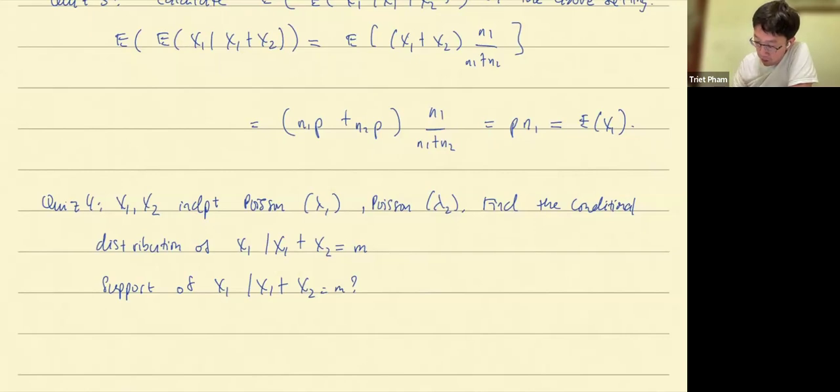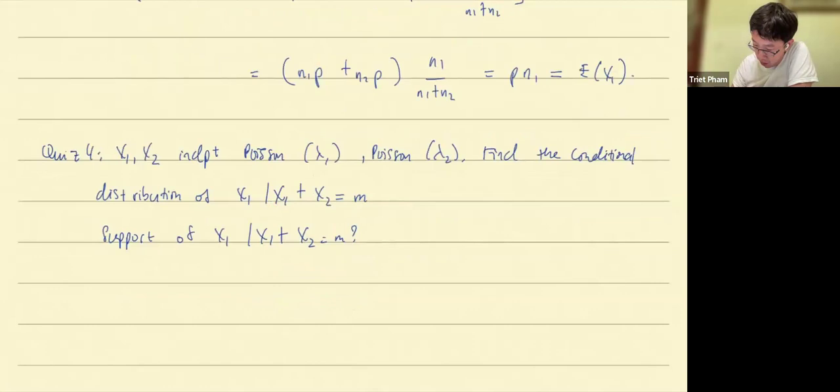Well, again, the Poisson takes any values from 0, 1, etc., all the way to infinity. So they take on non-negative values. Therefore, if the sum is something like m, x1 cannot be more than that. That's clear. But is there any other upper bound for x1? The answer is no, because the Poisson itself has no upper bound.